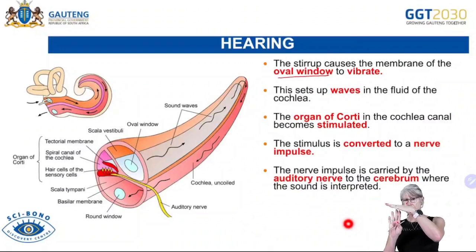and as soon as the waves start to move, the cells that are in the organ of Corti are going to move up and down, and when they touch a membrane covering them, they're going to stimulate an impulse, and that impulse is going to then be carried to the cerebrum. Okay, where sound is, because sound is interpreted in the cerebrum. So that's basically the path of sound.